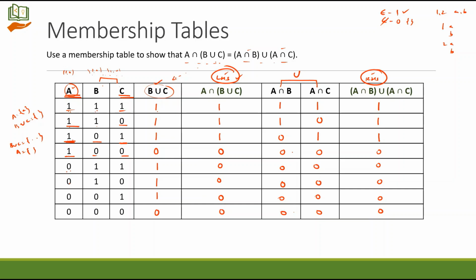I actually used Venn diagrams in the explanation part to prove that they are equal. Here they have used membership tables for the same purpose. The ways are different but the purpose is the same. Now we will get into generalized unions and intersections.